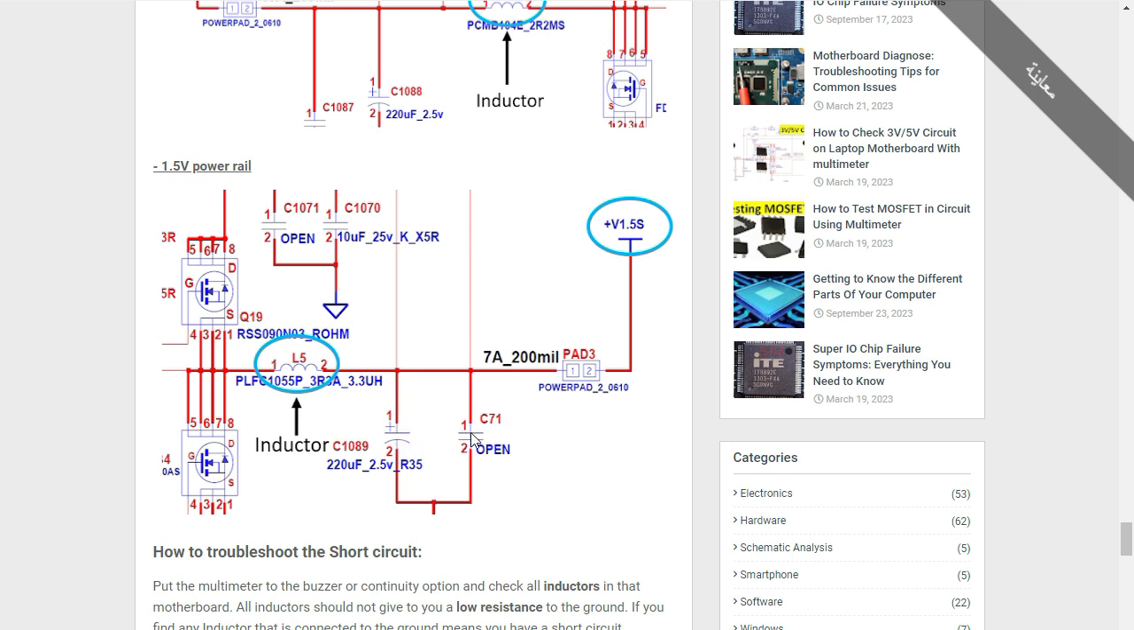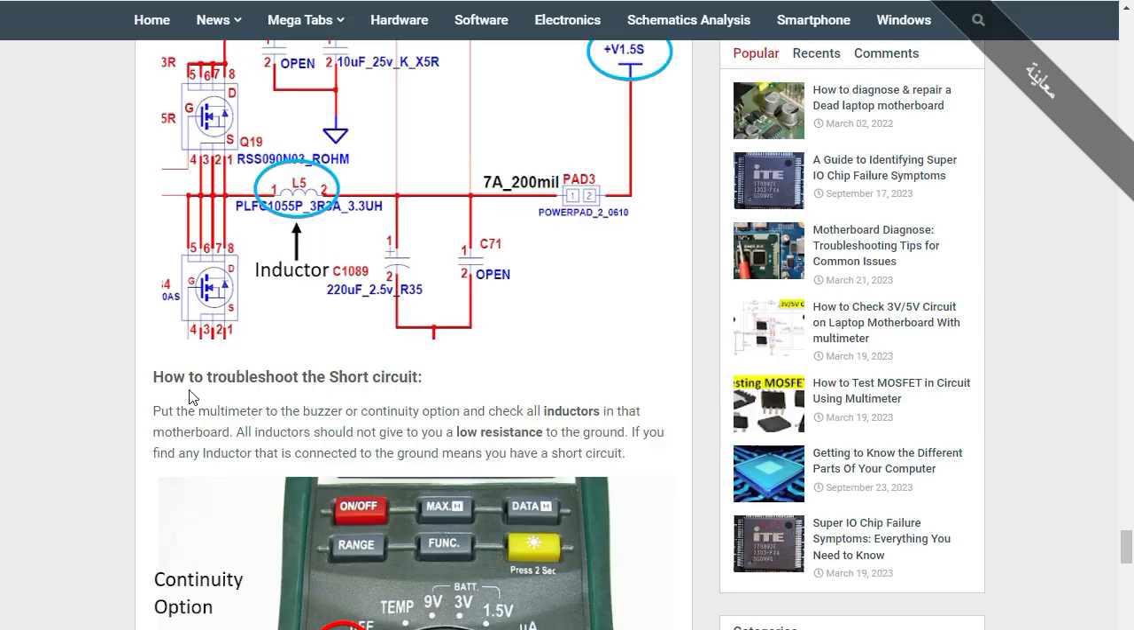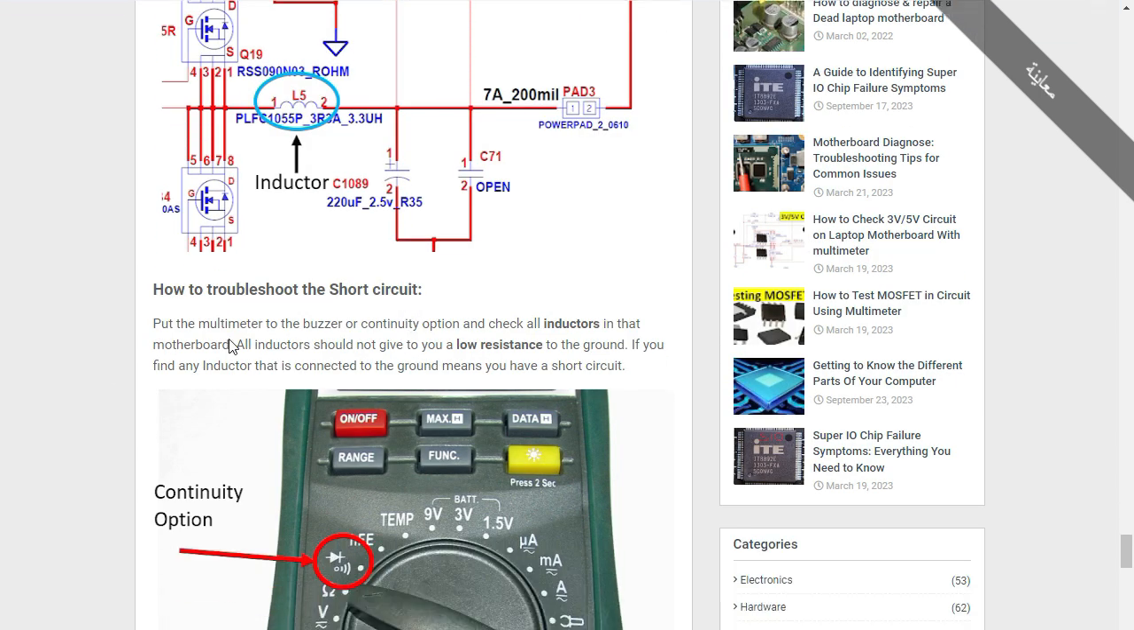One of these capacitors is shorted, or even this MOSFET could be shorted, because it is connected to the ground on this side, and here on this side we have the IC. Okay, I think so. How do we troubleshoot the short circuit?